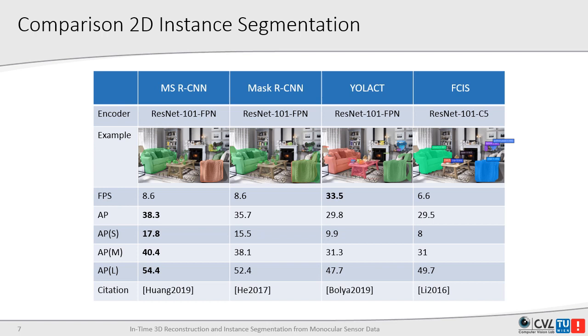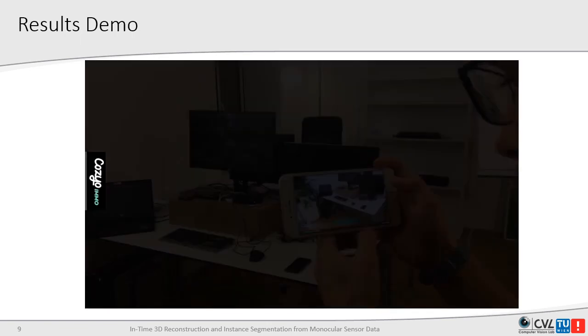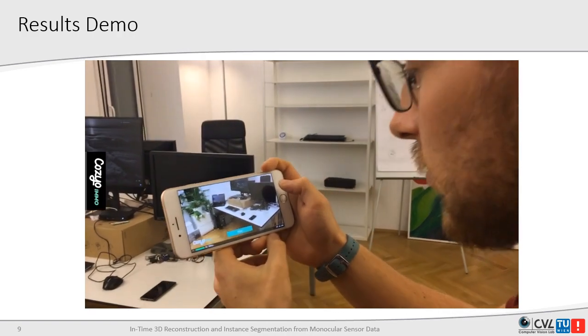We also did the same for our instance segmentation, where we decided to use Mask Scoring RCNN, which is also the state of the art in 2D instance segmentation for our module. And here the main factor was just the better performance with the still reasonable around 8.6 frames per second speed. Okay, I want to show you a little video of the system in action.